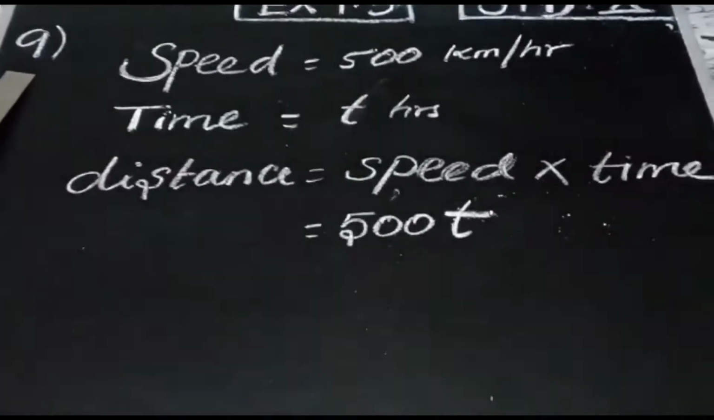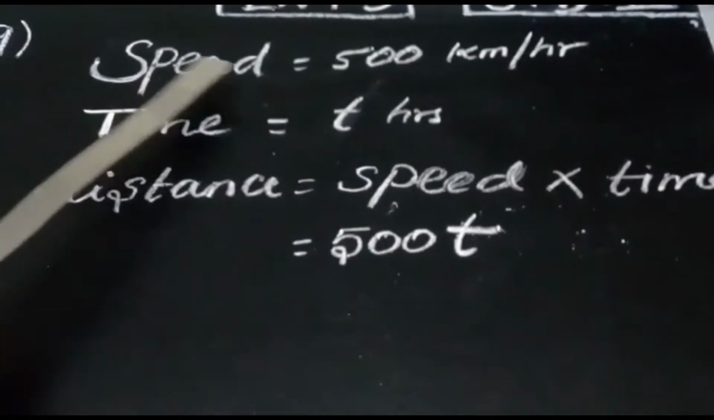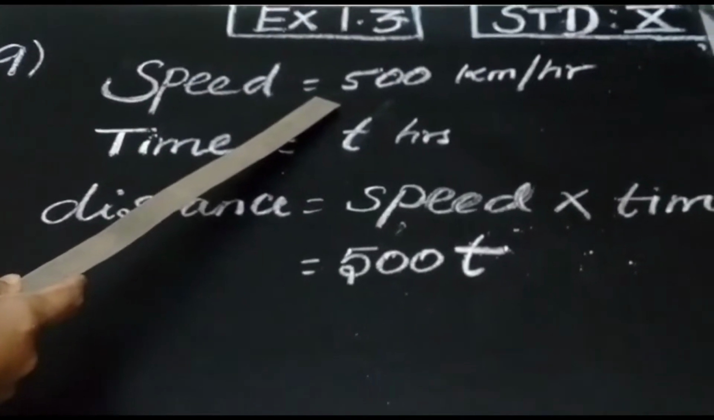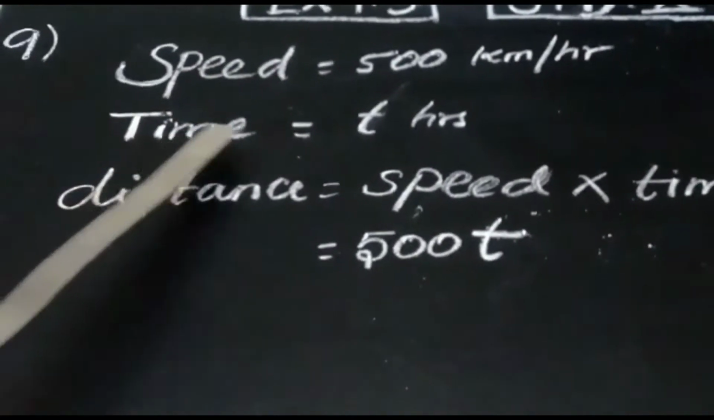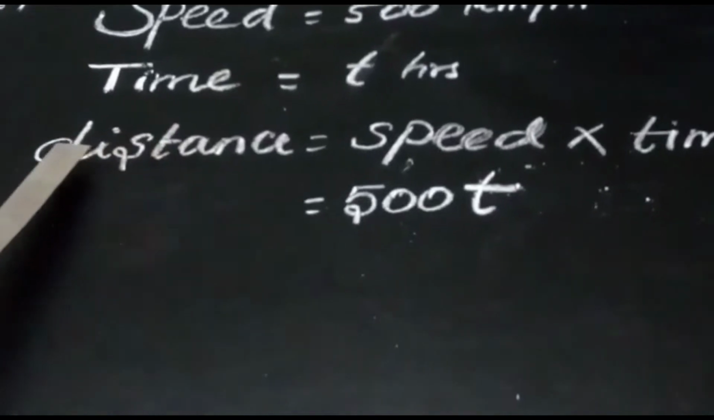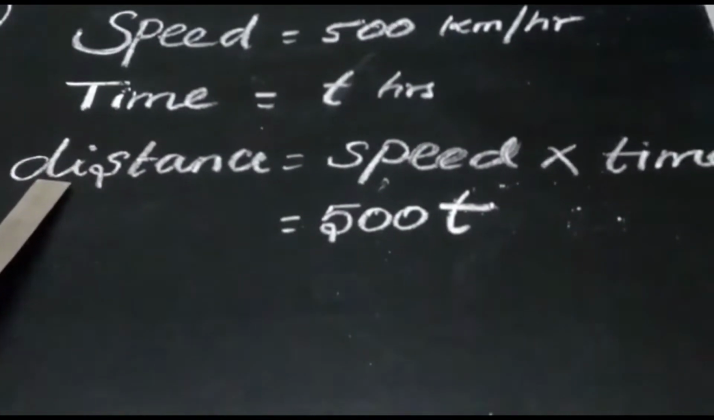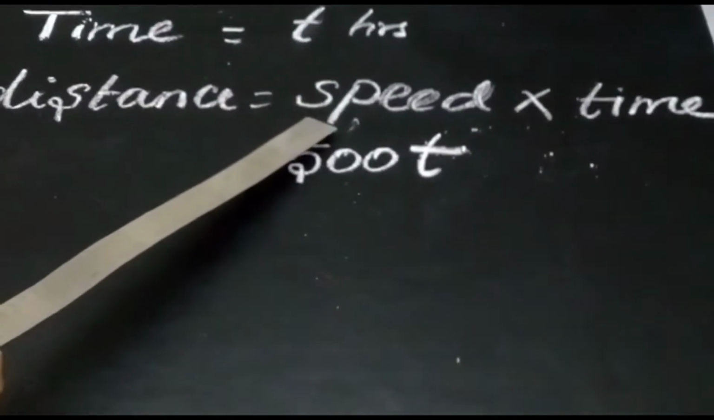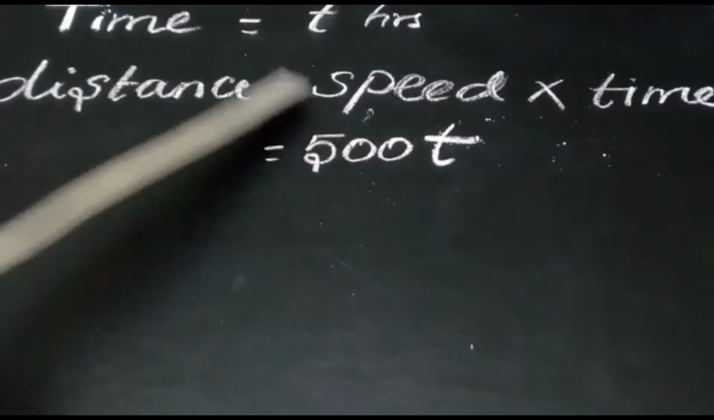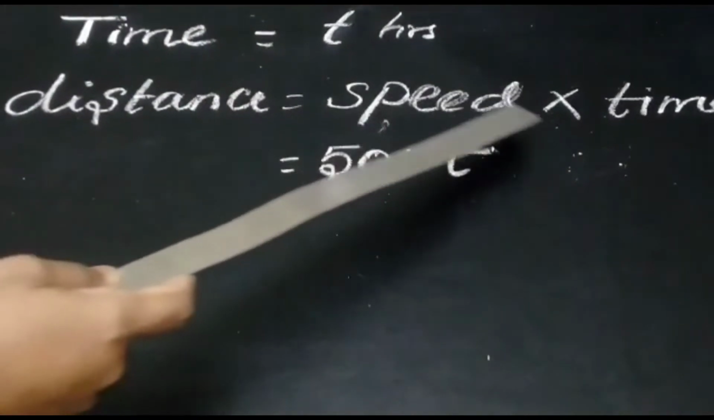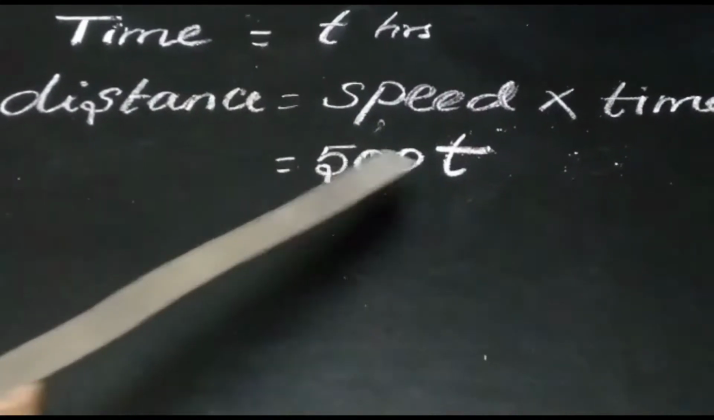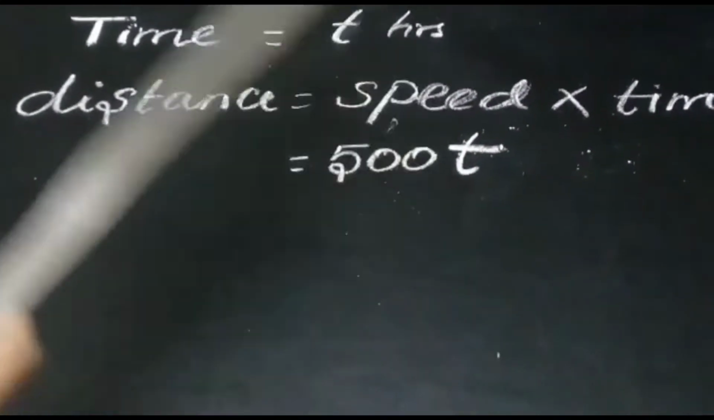Now let's find the answer. The given value is speed equal to 500 km per hour, and the time equal to t hours. We know the distance formula: distance equals speed into time. What is the speed value here? 500. The time we take t. So 500 into t is the answer.